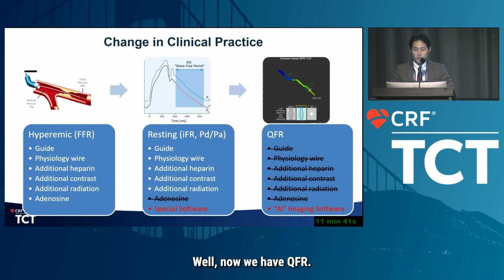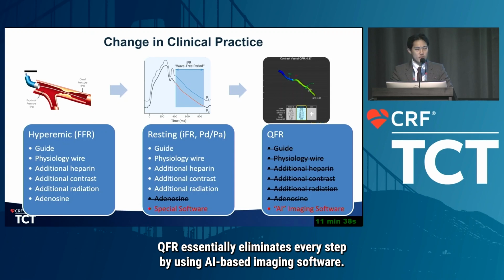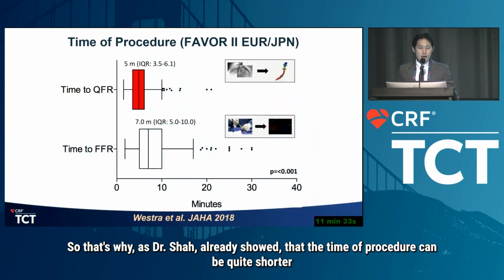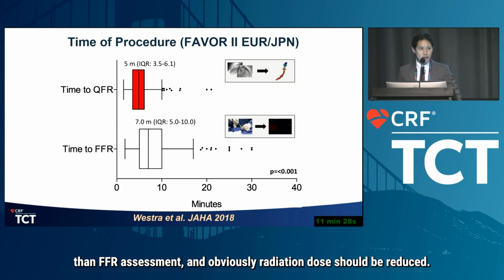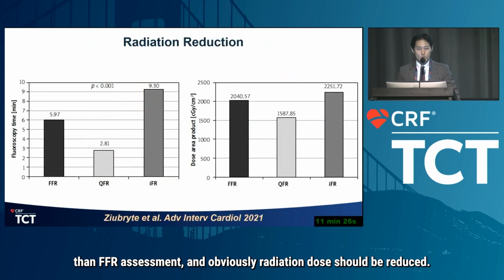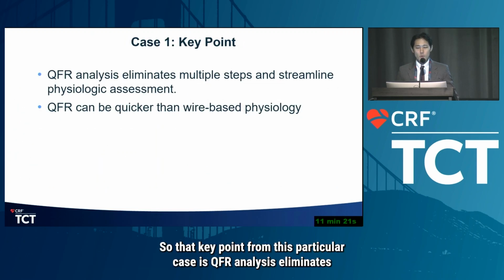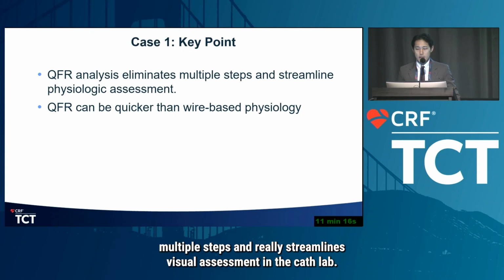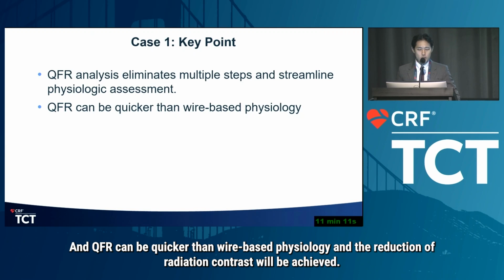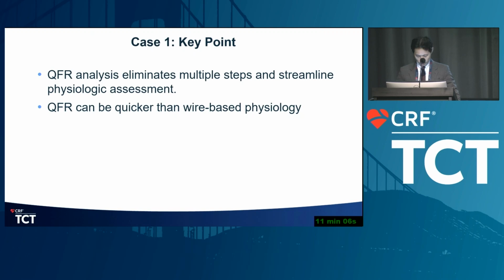But now we have QFR. QFR essentially eliminates every step by using AI-based imaging software. That's why, as Dr. Shah already showed, the procedure time can be quite a bit shorter than FFR assessment, and obviously the radiation dose is reduced. So the key point from this case is that QFR analysis eliminates multiple steps and really streamlines physiologic assessment in the cath lab. QFR can be quicker than wire-based physiology, and a reduction in radiation and contrast is achieved.